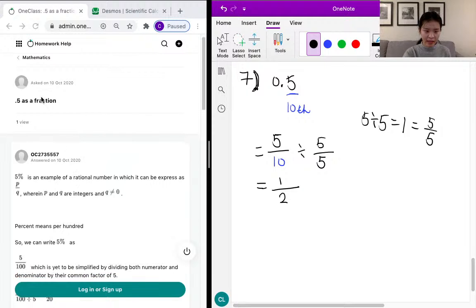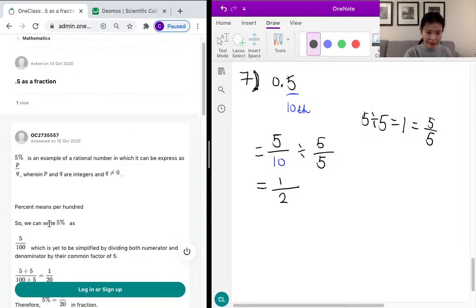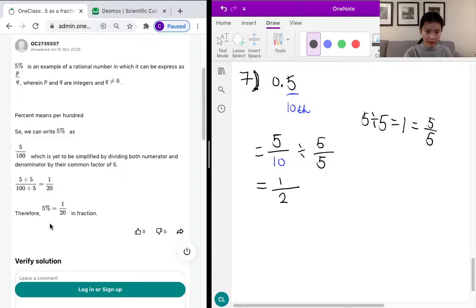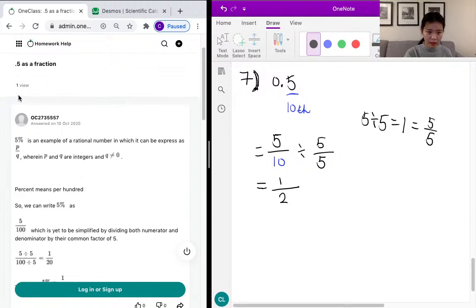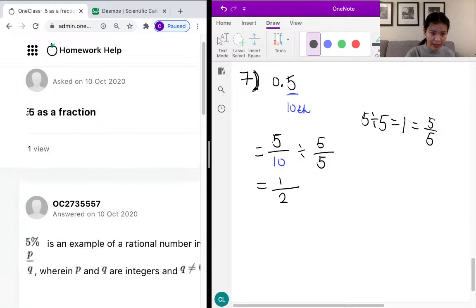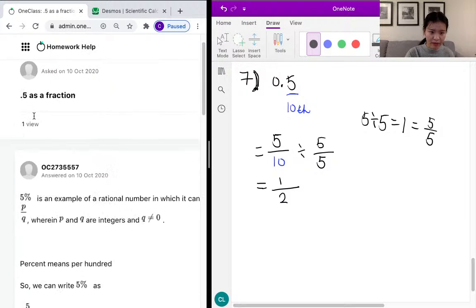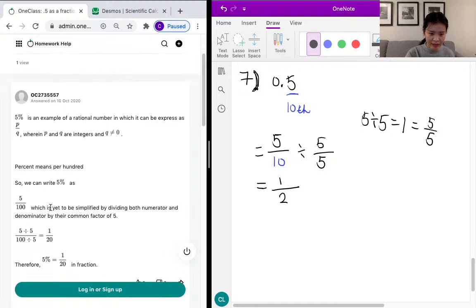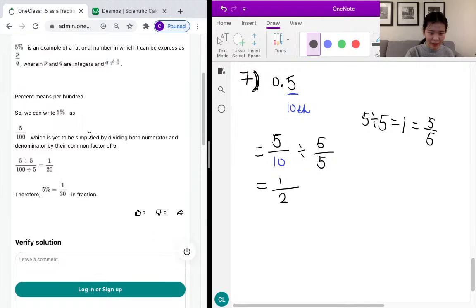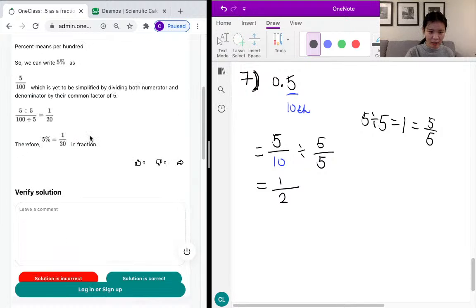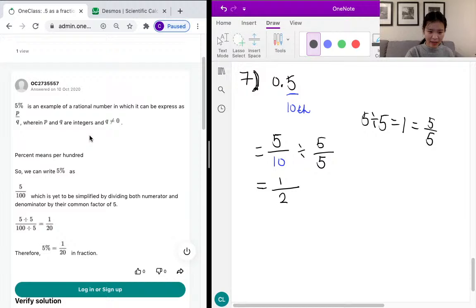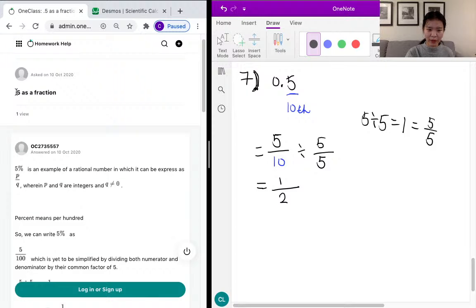Let's just see their sample solution. I don't think the sample solution is correct, because right over here it says 0.5, meaning 0.5, and they actually did some funky stuff with percentage, and they arrived at the answer of 1/20, which is actually less than 1/2, which is not correct, because we're doing 0.5, not 0.05. 5% would be 0.05, and 0.5 would be 50%.